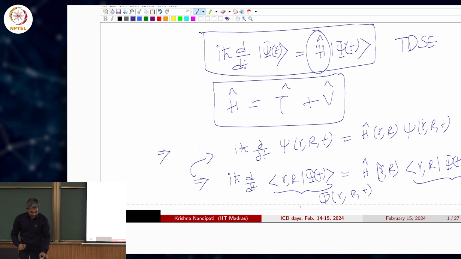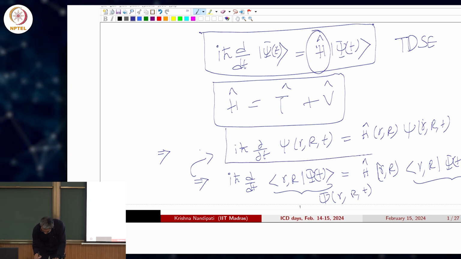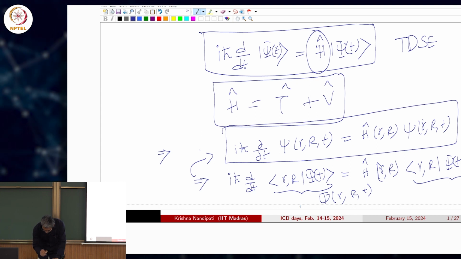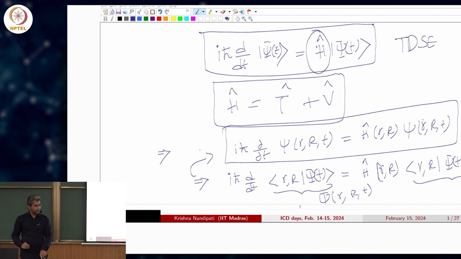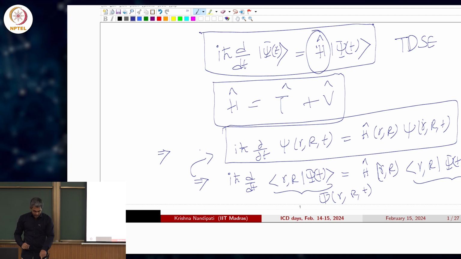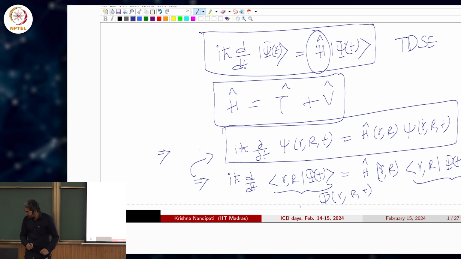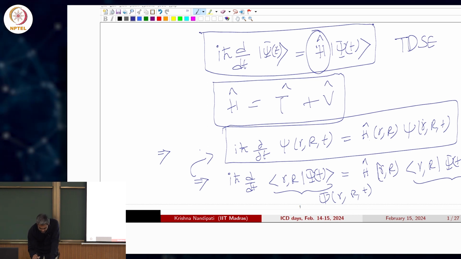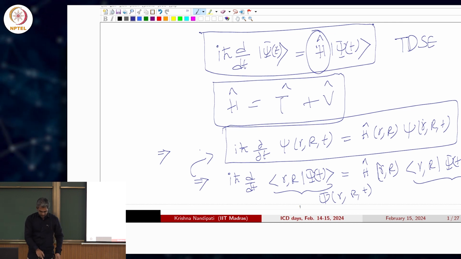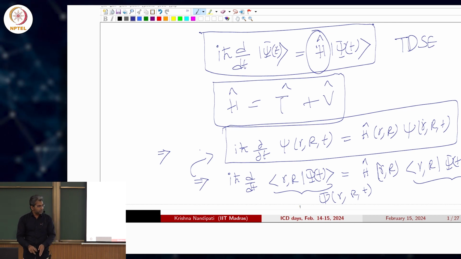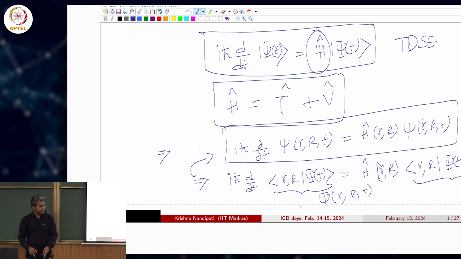So what's going on here? Then you have this. This is the total wave function for the molecular system, which is a function of the electronic and nuclear coordinates, governed by this time evolution. And this is the total molecular Hamiltonian. Now the total derivative has become partial derivatives because the wave function depends on R and T.